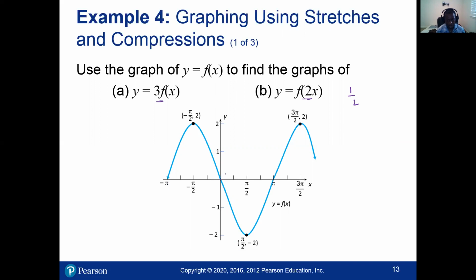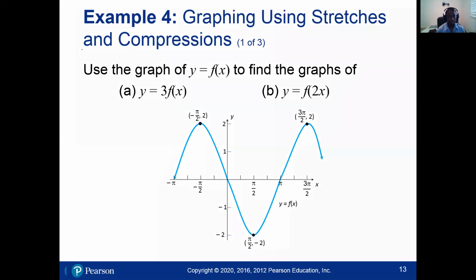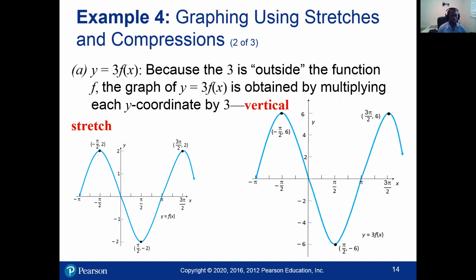Now I want you to note these points, all the points on the graph. This is 0, 0. These are the x-intercepts: this is pi, 0, and this is negative pi, 0. So the x-intercepts, as you can see, are through that. Now look at the coordinates. For part A, what do we do? You have y is equal to 3 times f of x, because the 3 is outside the function, we multiply each y coordinate by 3. And what is this? This is a vertical stretch. So this is the graph that was given.